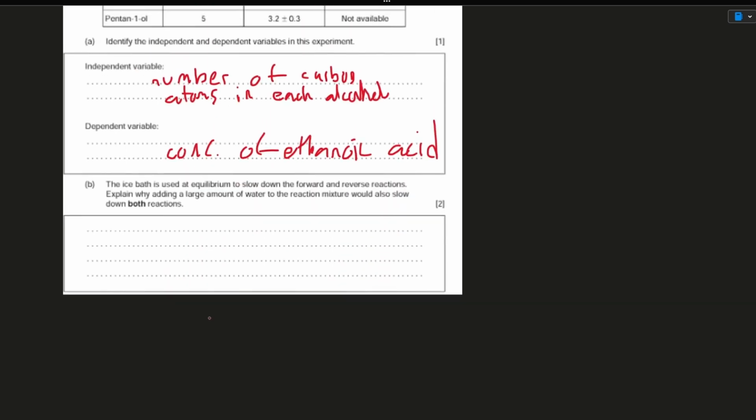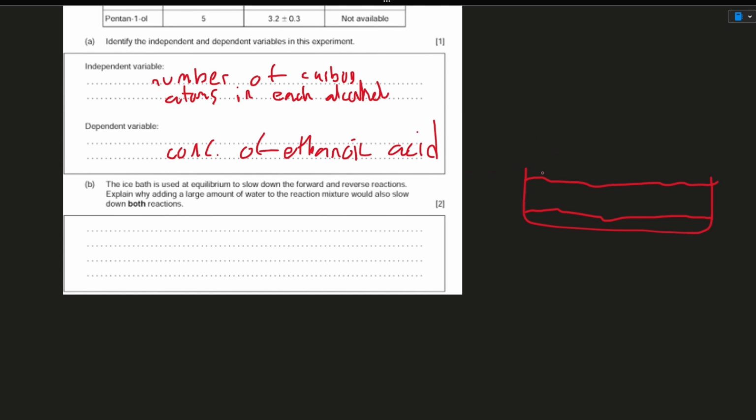Here, part B says the ice bath is used at equilibrium to slow down the forward and reverse reactions. Explain why adding a large amount of water to the reaction mixture would also slow down both reactions. So obviously, if you have an ice bath with, let's say, this much water, and you add a large amount of water so that it fills up right here.